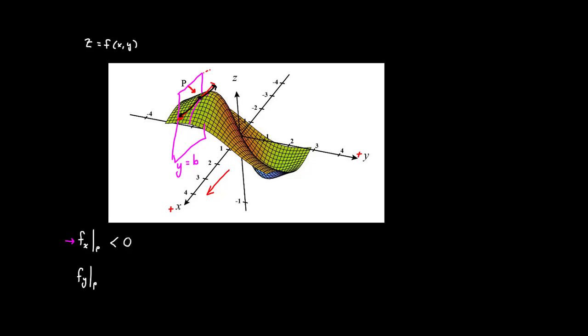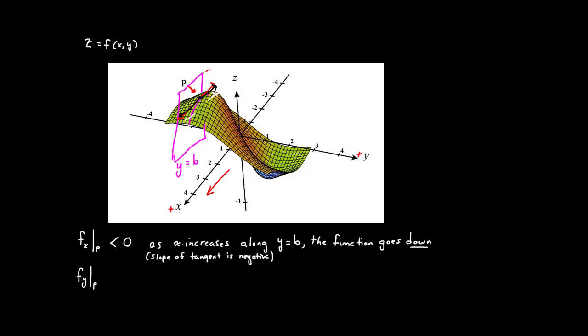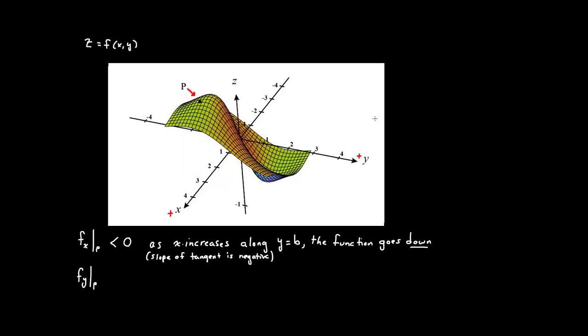Now it's hard because you could say that it's pointing up and pointing down, but remember, it's what's happening as we move in the positive x direction. And to just put this to words, as x increases along y equals b, the function goes down. The slope of the tangent is negative. So now, are you able to determine the partial derivative of f with respect to y at point P? What's happening to the function as y increases? It's a little hard to tell here, but you can see that it's actually increasing.